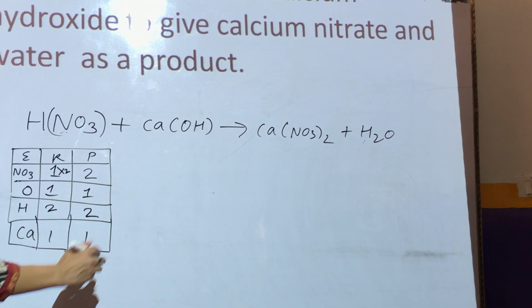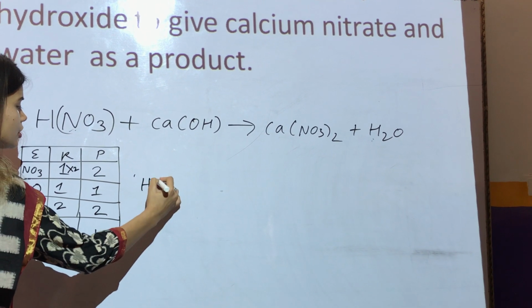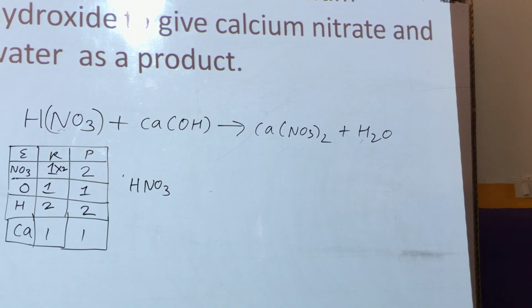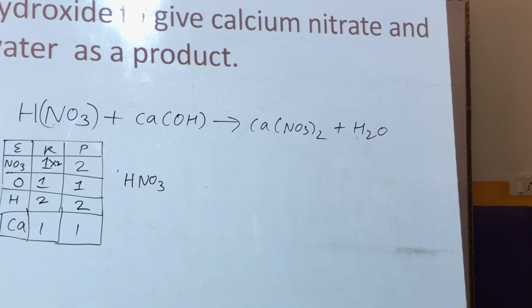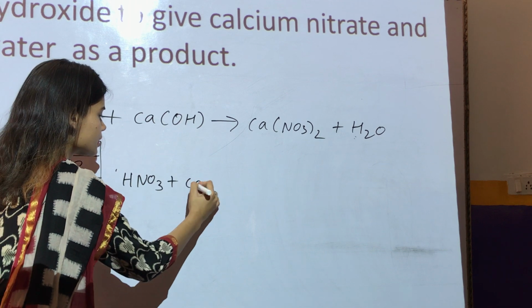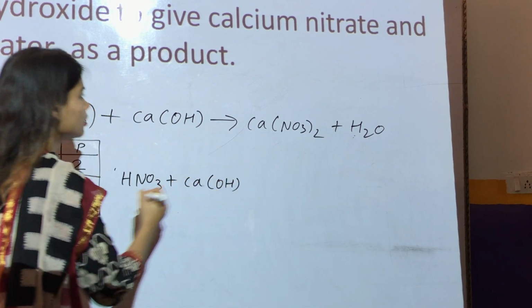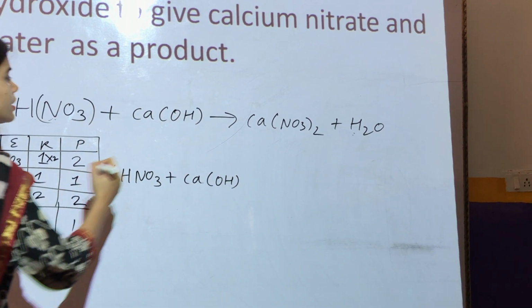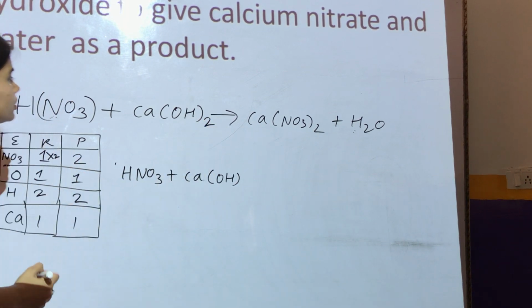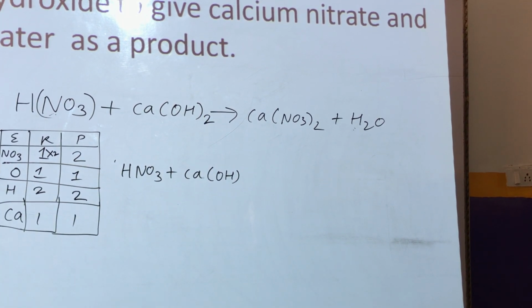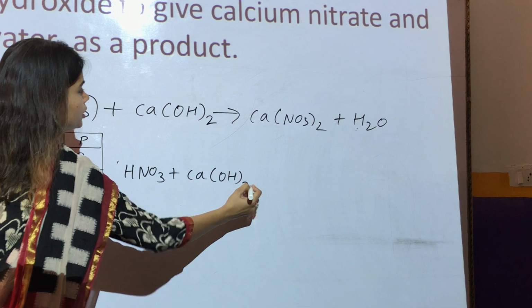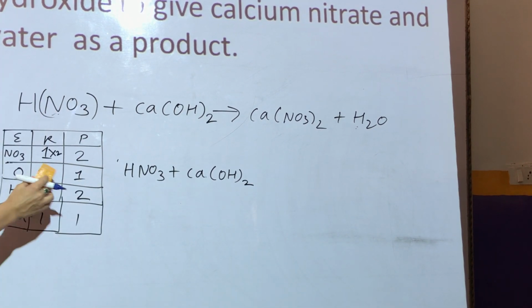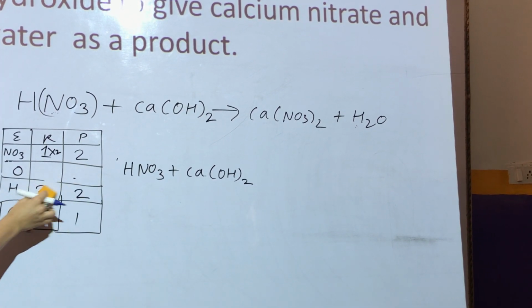So what does it become now? It becomes HNO3 plus calcium hydroxide, Ca(OH) whole twice. Children, there is one mistake. Ca(OH) whole twice, so we need to consider this. There was just a mistake here.